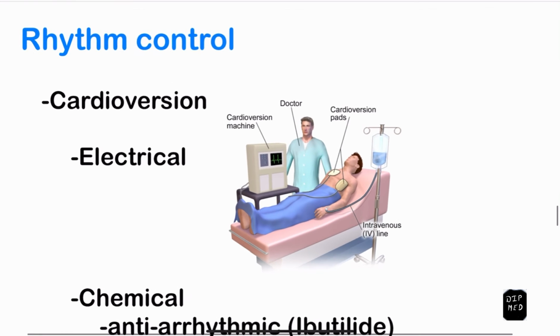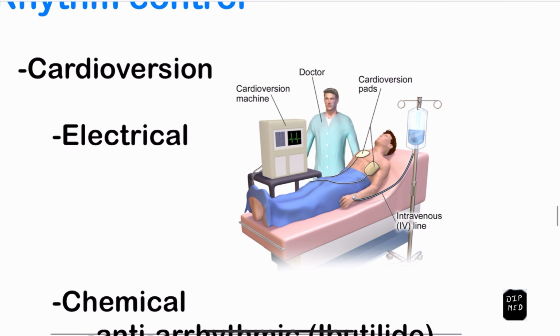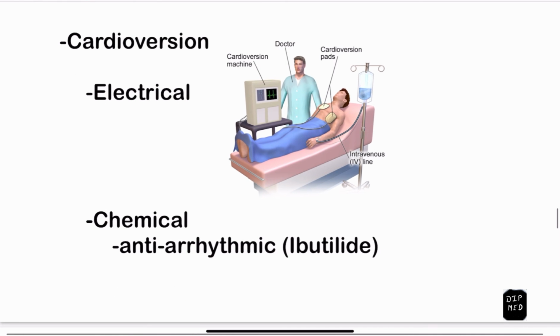Cardioversion could be electrical cardioversion, where we use a machine called a defibrillator to deliver an electrical shock to the chest, and this will restore the sinus rhythm. Or it could be chemical cardioversion, where antiarrhythmic medication is administered to restore the sinus rhythm, and often it is ibutilide, which is a class 3 antiarrhythmic.